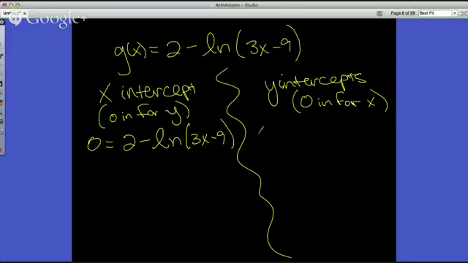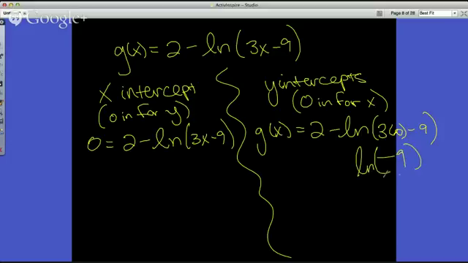The next one is a little bit easier. We have g of x, or y, is equal to 2 minus ln of 3 times 0 minus 9. Now, 3 times 0 minus 9 gets me? Yeah, so what's the ln of negative 9? Really, what's 2 minus ln of negative 9? I'm going to go out there and say that, ooh, that's nice. 5.463. Good. Okay.